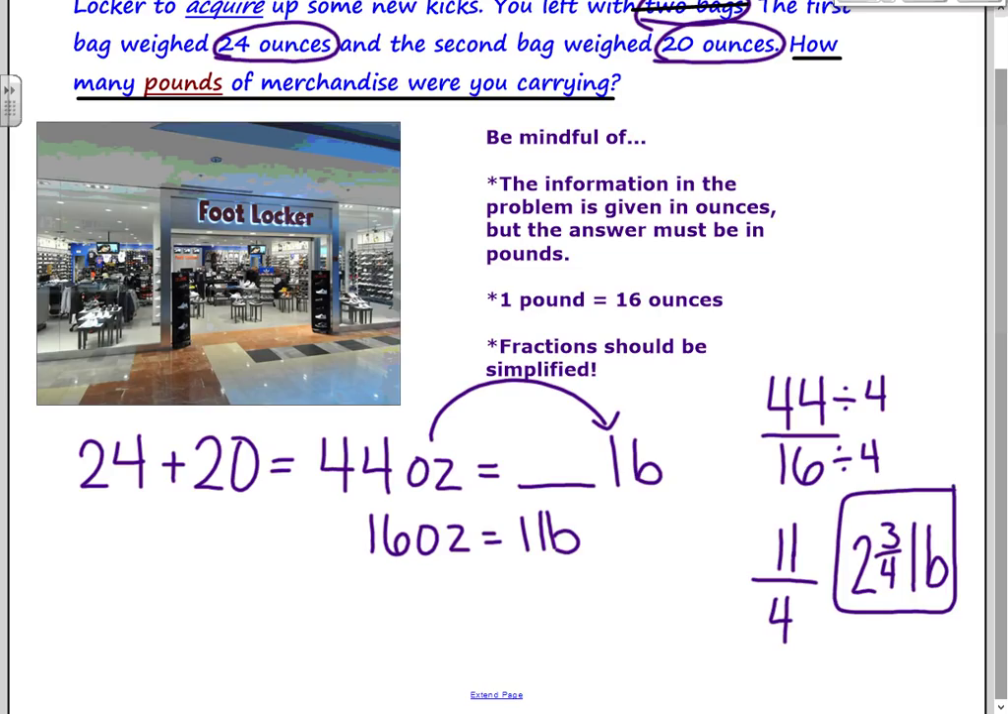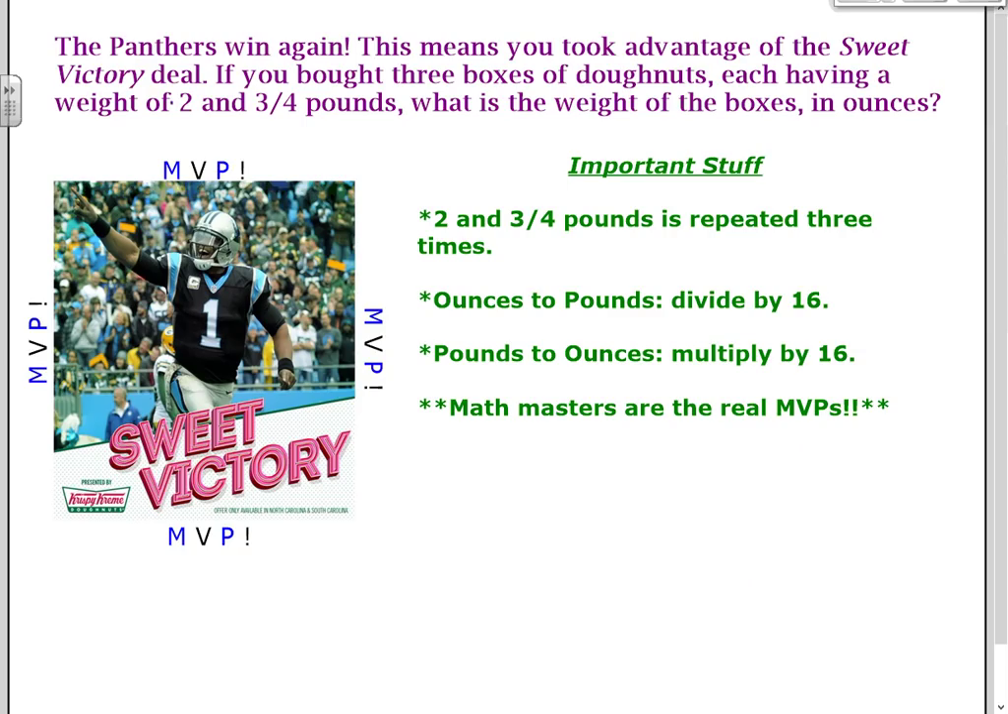Okay? All right, next. The Panthers win again. This means you took advantage of the sweet victory deal. If you bought 3 boxes of donuts, each having a weight of 2 3/4 pounds, what is the weight of the boxes in ounces? Now remember, pause me, but I don't want my video to last 30 minutes, so I go fairly quickly because you have the ability to pause.